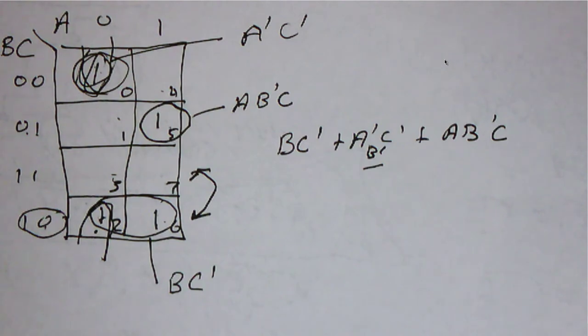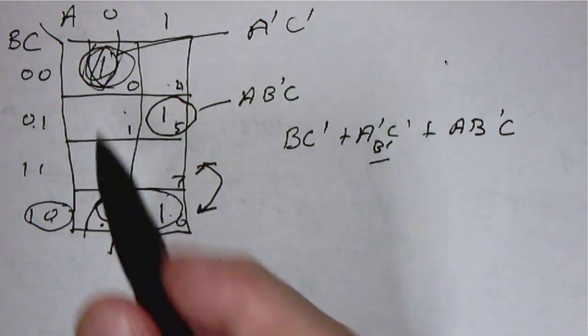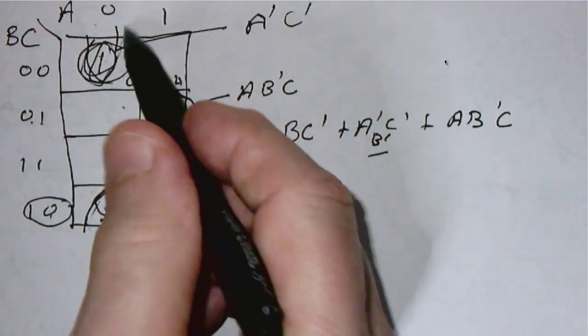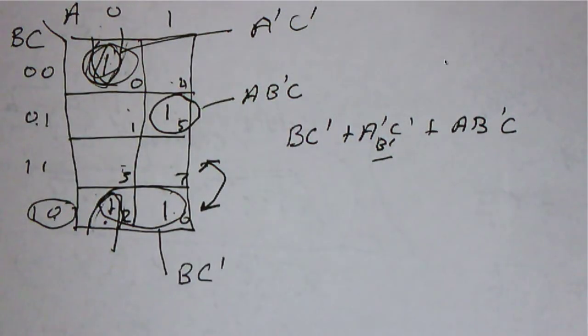So you do want to take advantage of combining boxes. Whenever you have a one here and a one there, you want to use the wraparound box. You don't want to leave that out. Okay.